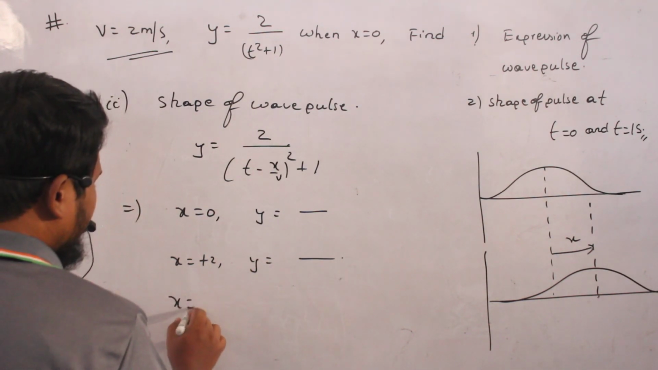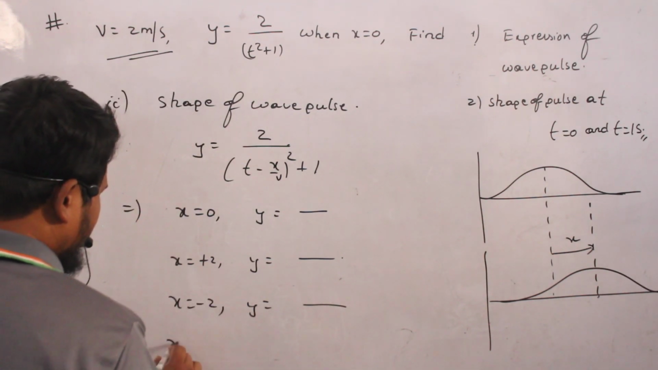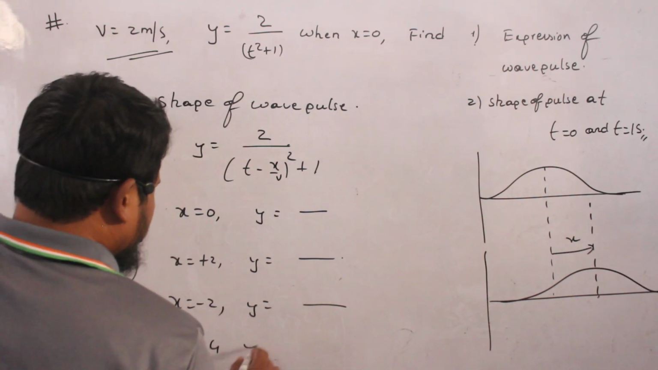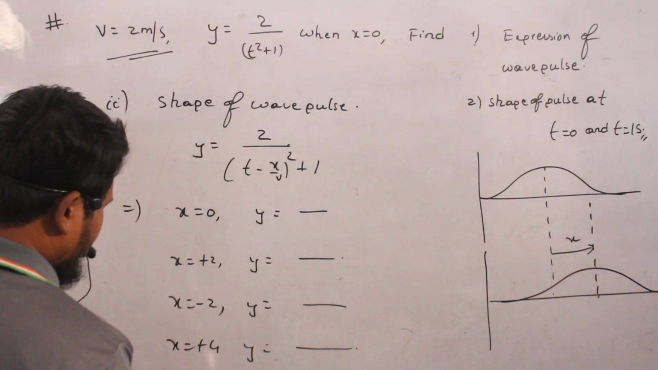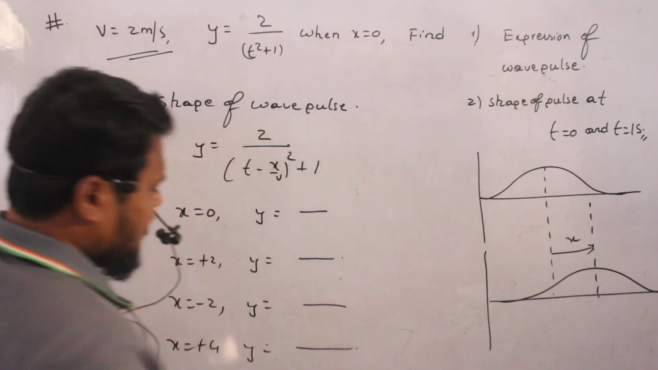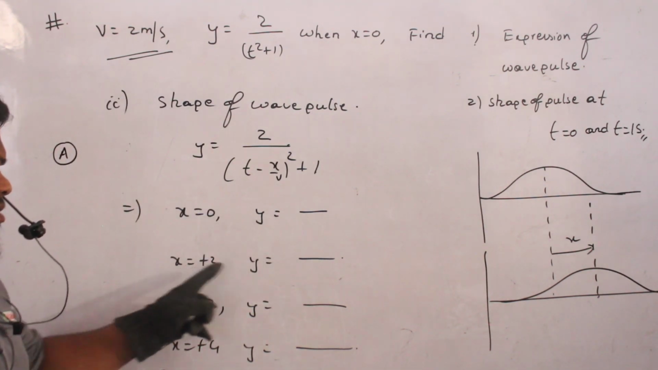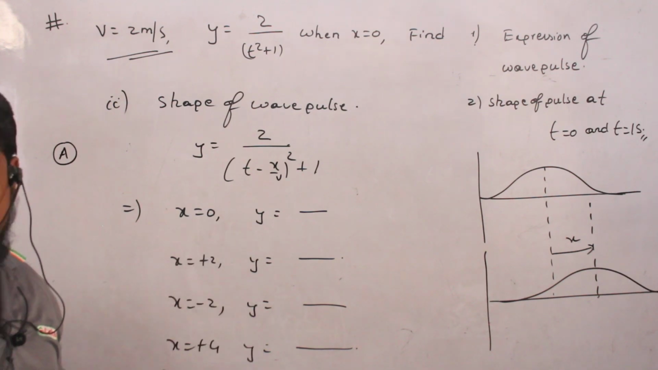So you take x value is minus 2. Then you check what is the value of y. Clear? x is equal to plus 4, check what is the value of y. x is equal to minus 4, check what is the value of y. Clear? So, when you get x and y values, then you can draw a graph of the pulse.